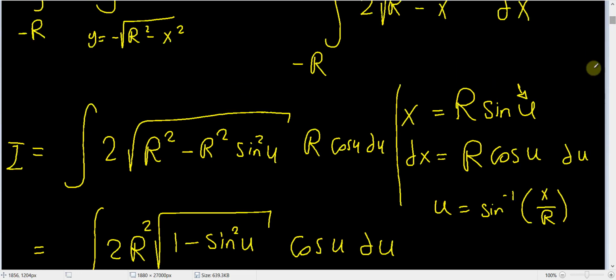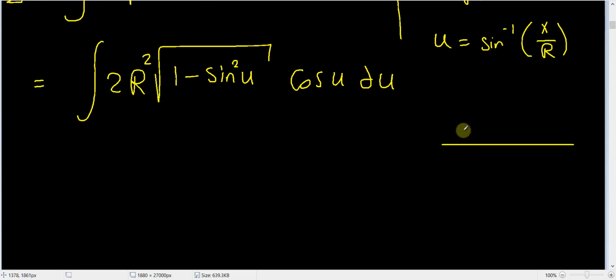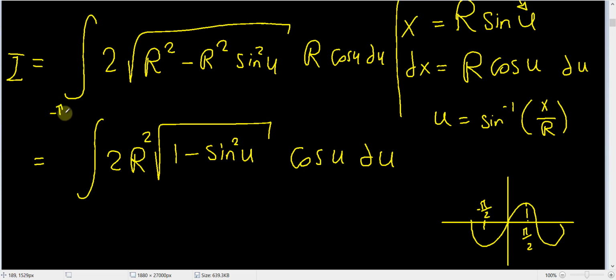Remember that the sine function can be drawn like this. So this is our sine function, something like that, then something like that. So here I have negative pi over 2, here I have pi over 2. So sine inverse of negative 1 is actually negative pi over 2. So negative pi over 2 up to pi over 2, so negative pi over 2 for u up to pi over 2. So this is my integral.